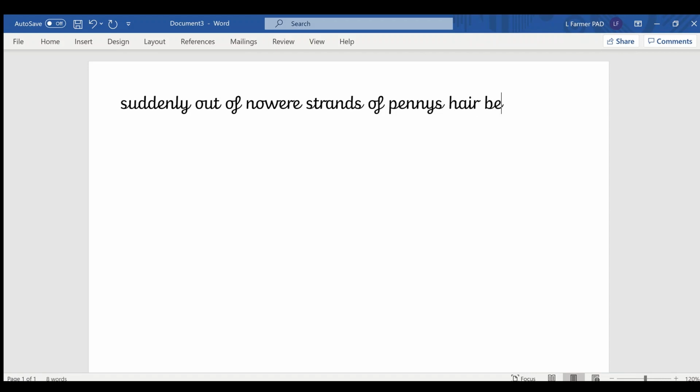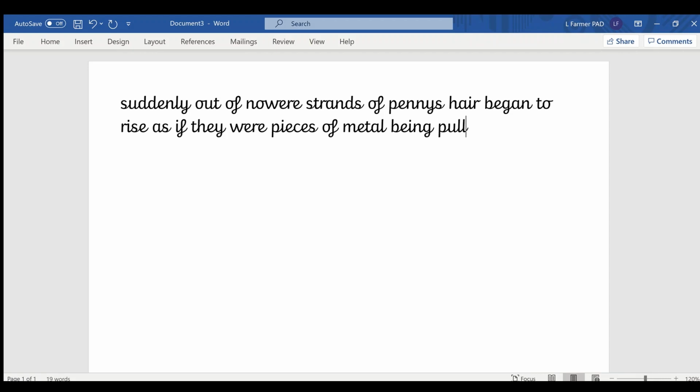Penny's hair began to rise as if they were pieces of metal being pulled to the ceiling. Pulled to, I'm going to say, a magnetic ceiling. Okay, next.